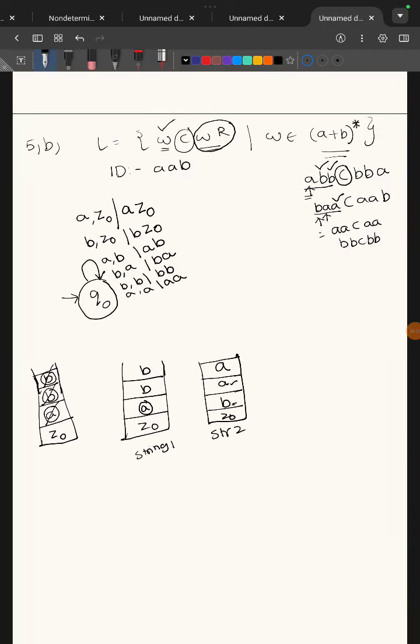Now what is the symbol I am going to see? I will see the symbol C over here, symbol C over here. Once I am seeing that C, what will I do? I will not do anything. I will just go to the next state, because I have to ensure that I have pushed all symbols to the stack. Okay. Now for seeing the symbol C, I will not do anything. I will keep the top of the stack as it is.